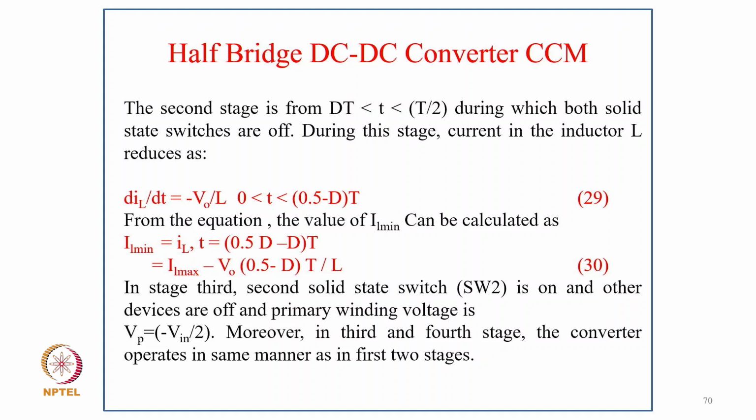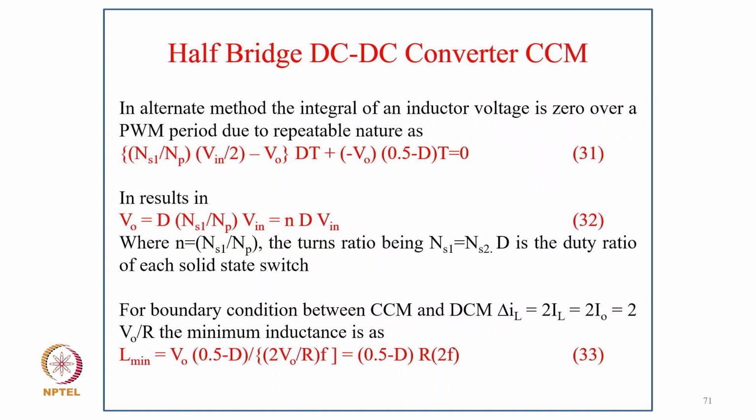So in the third stage, the second solid state switch is on and the other devices are off, and the primary winding voltage is Vp equal to minus Vin by 2. Moreover, in the third and fourth stages, the converter operates in the same manner as in the first two stages. So in the alternate method, the integral of inductor voltage is 0 over a period due to the repeatable nature, as Ns1 upon Np times Vin by 2 minus Vo into DT plus minus Vo in brackets (0.5 minus D) into T equal to 0, which results in Vo equal to D (Ns1 upon Np) Vin, that is, Vo equal to n D Vin, where n equal to Ns1 upon Np is the turns ratio, with Ns1 equal to Ns2, and D the duty ratio of each solid state switch.